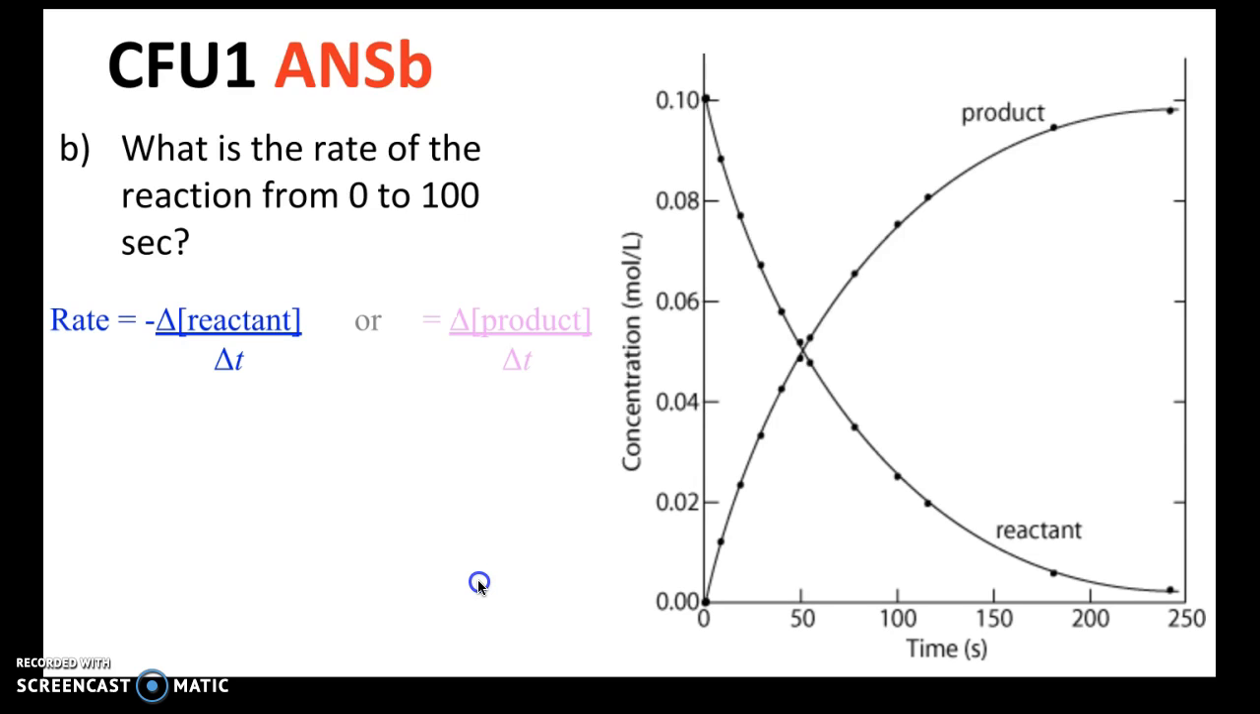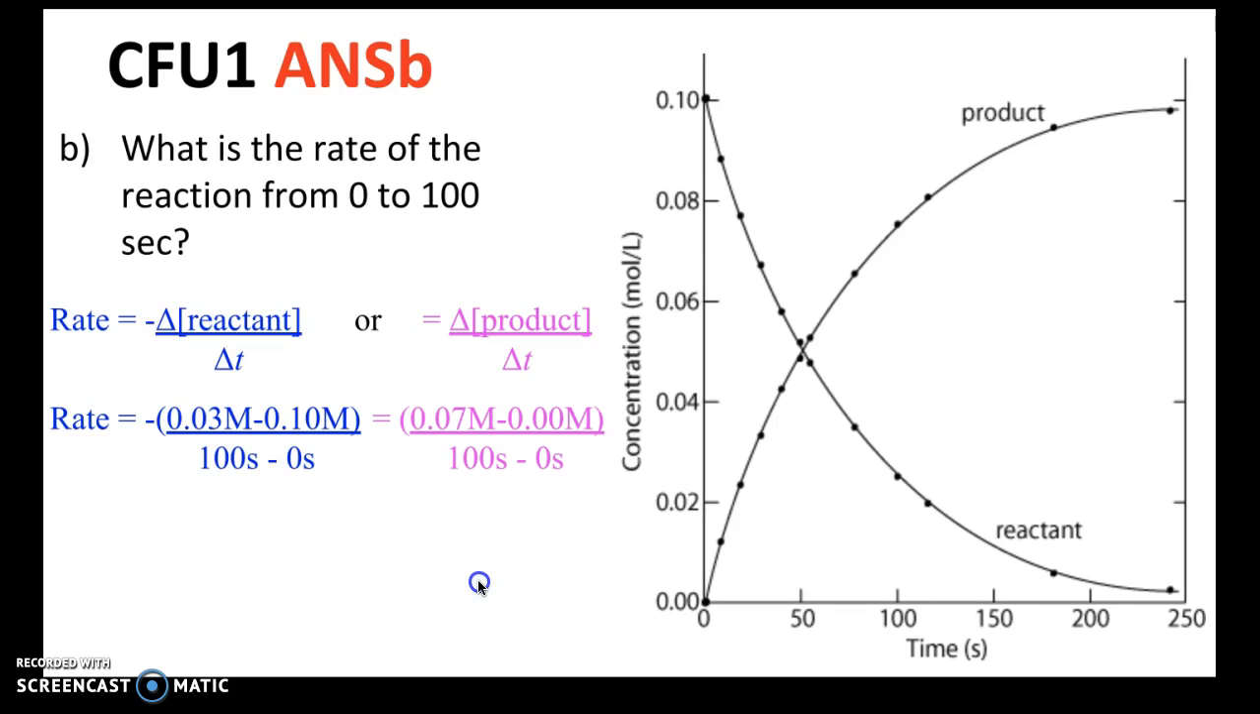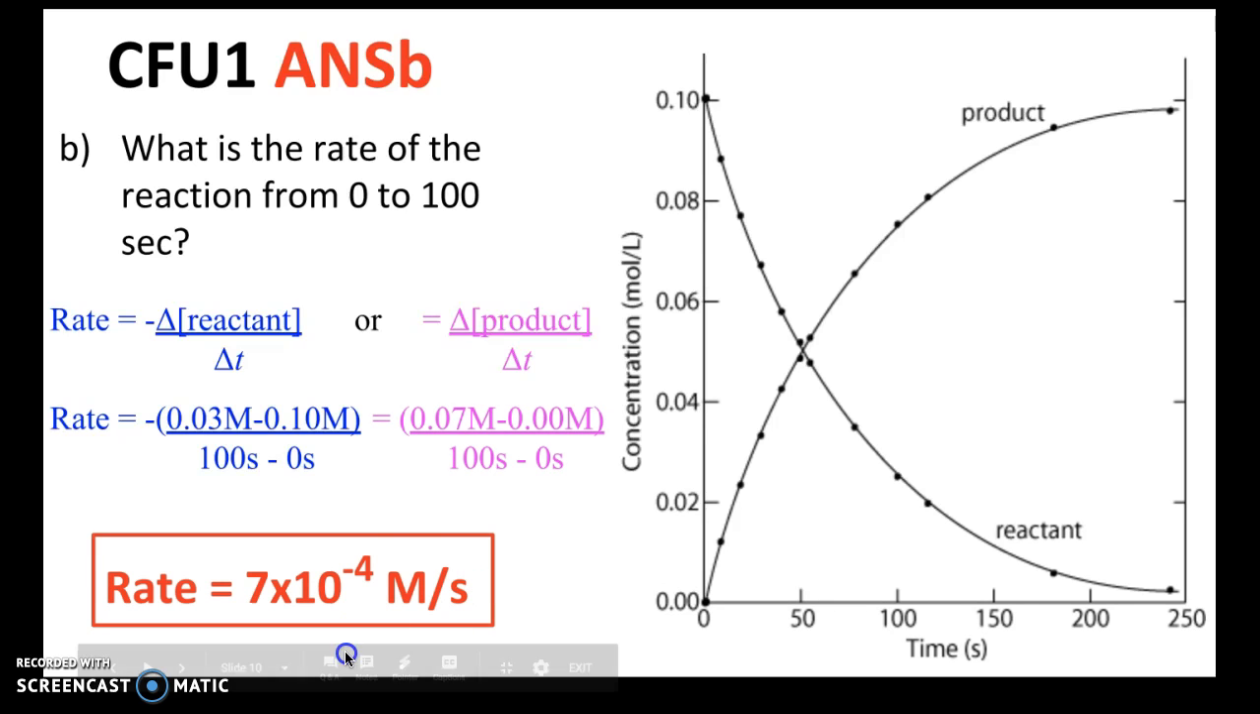Okay, we'll do the same thing. Here's my work. Again, you can use reactants or products. Doing this one, I got roughly 7 times 10 to the minus 4 molar per second.